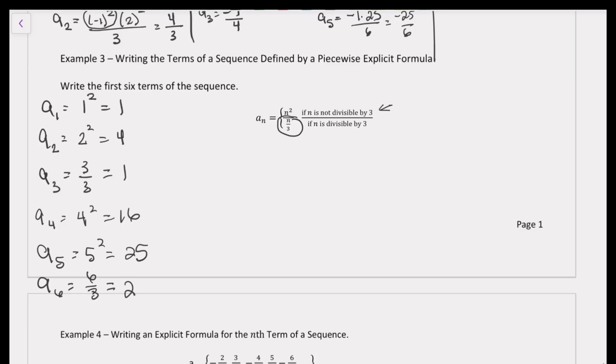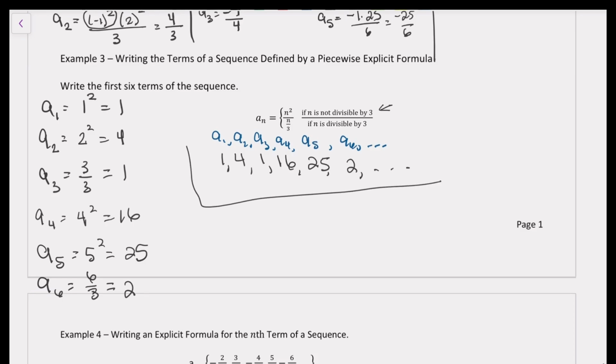So my first 6 terms are 1, 4, 1, 16, 25, 2. Could I continue? Absolutely. So, you know, this is your a sub 1, your a sub 2, your a sub 3. We certainly could keep going. All right, but there's the first 6.